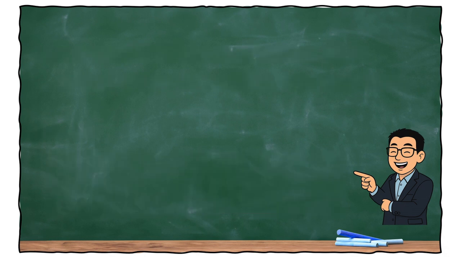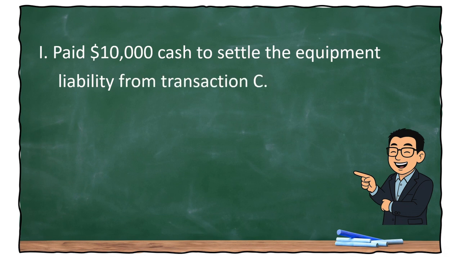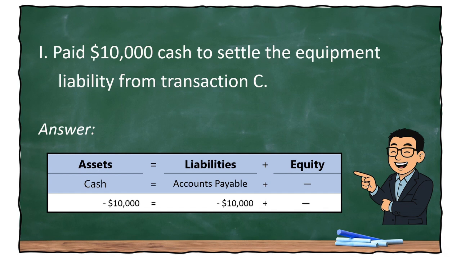Let's look at transaction I. The company paid $10,000 in cash to settle the liability from transaction C. Cash decreases by $10,000. Accounts payable also decreases by $10,000 because the debt has now been settled. Again, this transaction doesn't affect equity. It's just a reduction in both assets and liabilities.